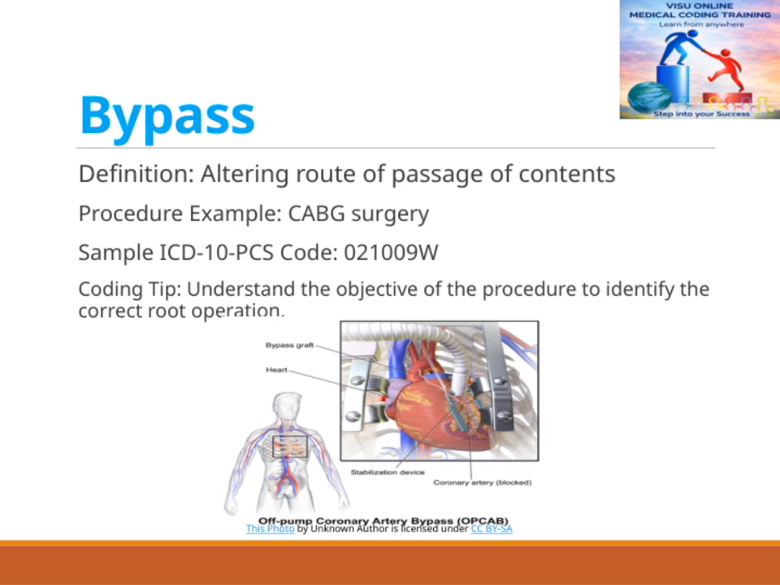A very important coding tip here is to truly understand the objective of the procedure. By doing so, you can correctly identify the root operation, meaning the main goal of the procedure, and assign the right code. In this case, the root operation we're talking about is bypass, which fits perfectly with the idea of rerouting or creating a new passage for contents. So, in summary, always remember that understanding the purpose of the procedure is key to selecting the correct root operation and coding it properly within the overall classification system.